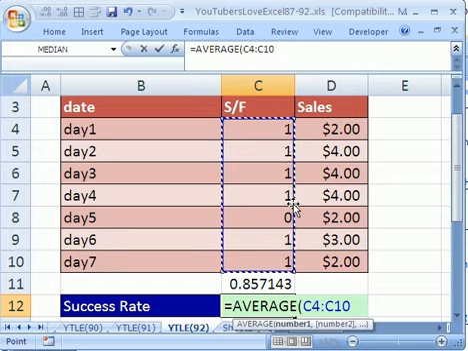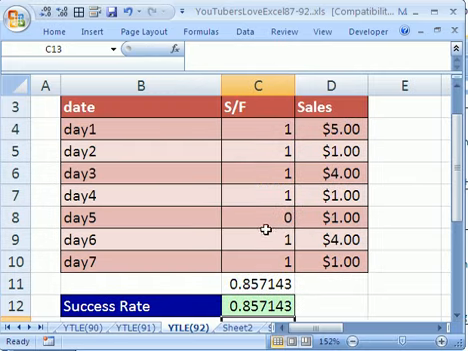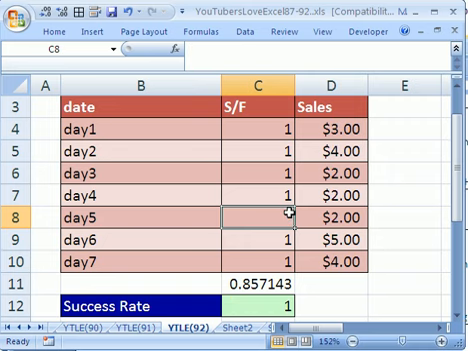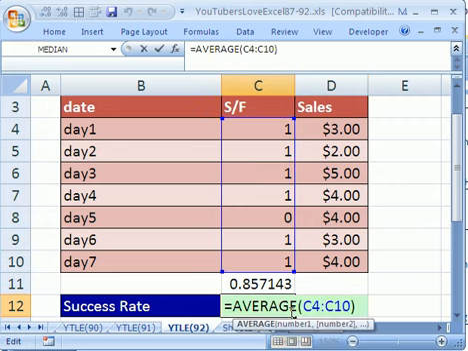So 6 divided by 7 is .857143. Now what happens if we were to click in this cell and hit delete? If you leave it blank, the average function does not see that cell and doesn't use it in its calculation. So that's how to do success rate using the average. So that's how to use the average function.